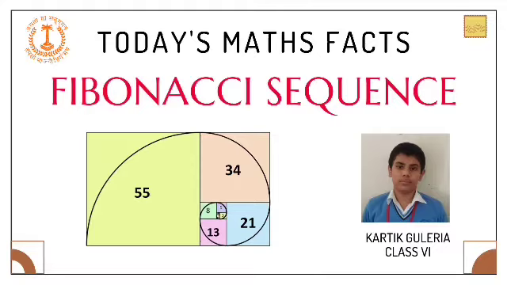get the next number. For example, 1 plus 2 is equal to 3, 2 plus 3 is equal to 5, 3 plus 5 is equal to 8, and 5 plus 8 is equal to 13. So the sequence is 1, 2, 3, 5, 8, 13, and so on.